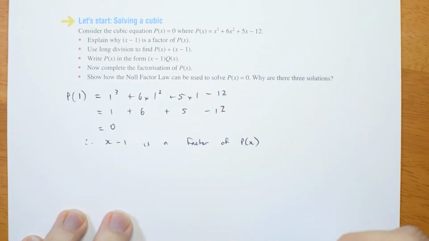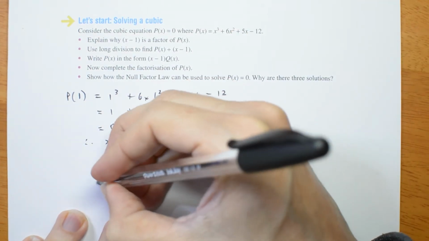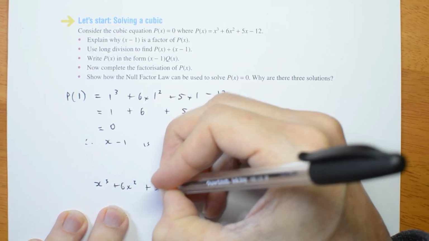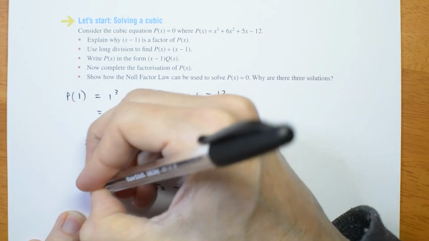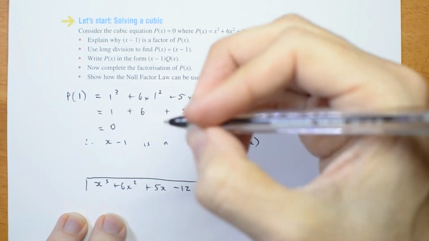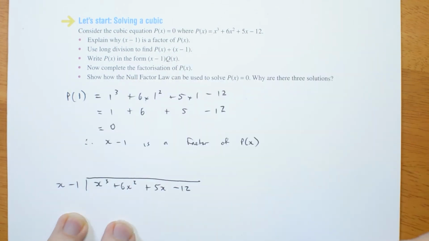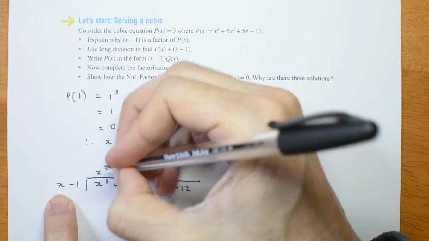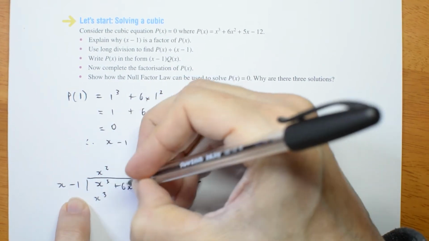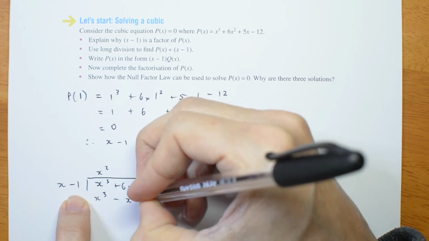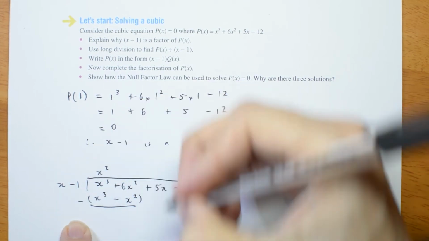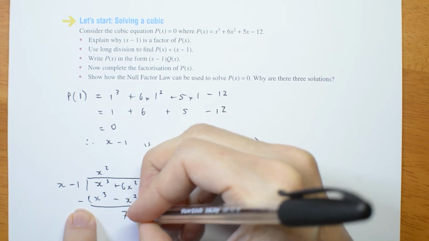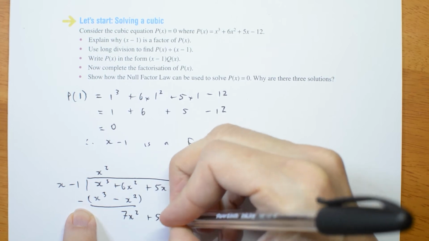So let's use long division. X cubed plus 6x squared plus 5x minus 12, and divide in x minus 1. So x into x cubed is x squared, x squared times x minus 1, so it's minus x squared. Subtract. 6 plus 1 is 7x squared. Bring down the next term.